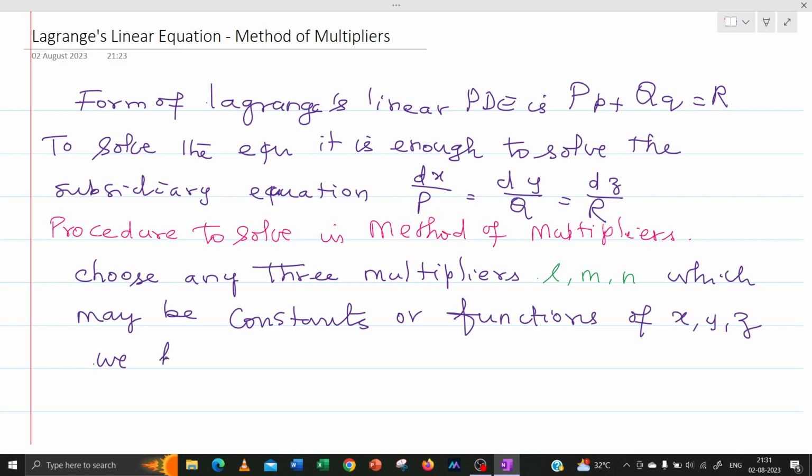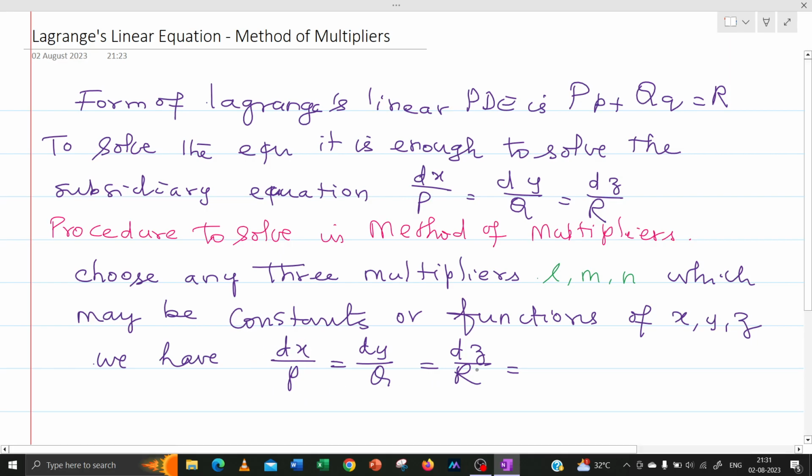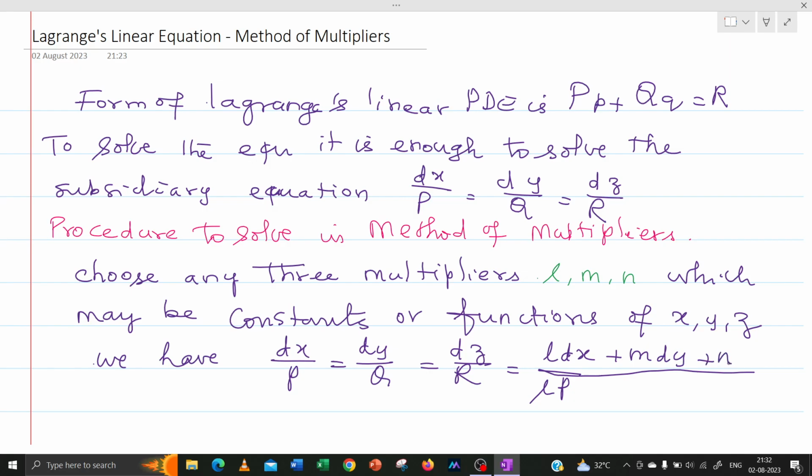So we have dx/P = dy/Q = dz/R. If you multiply and divide with the same constant l, we get l dx/(lP). Multiplying the numerator and denominator with the same constants or functions, the value does not vary. Then, doing arithmetic operations, we get (l dx + m dy + n dz)/(lP + mQ + nR).